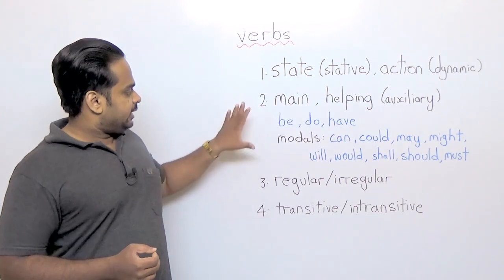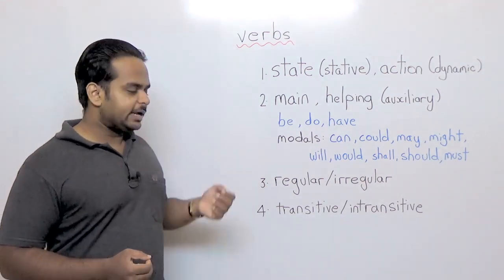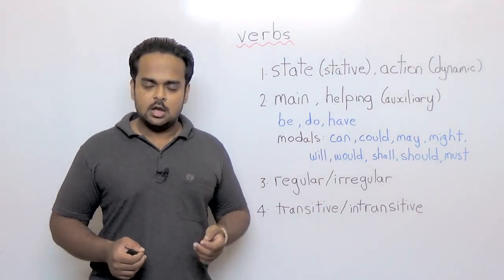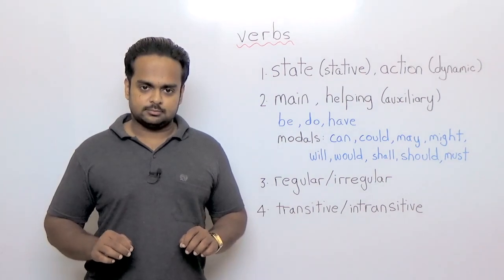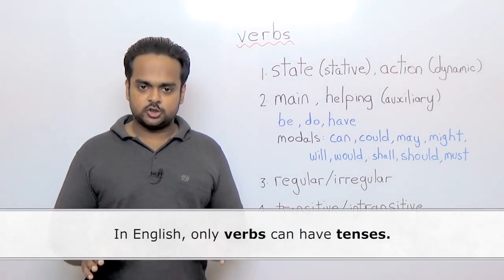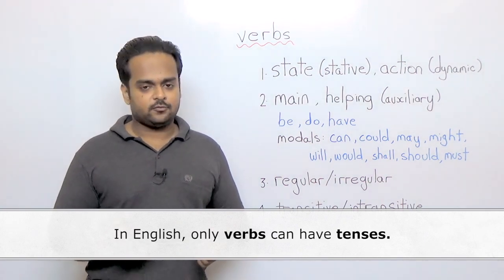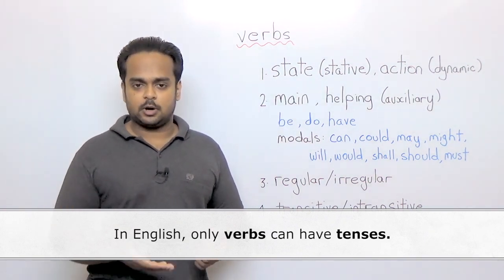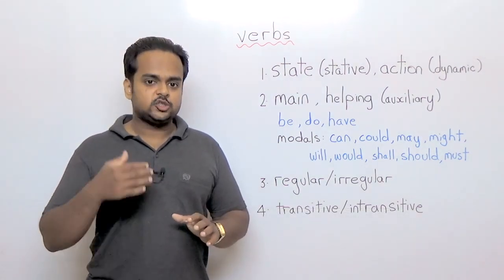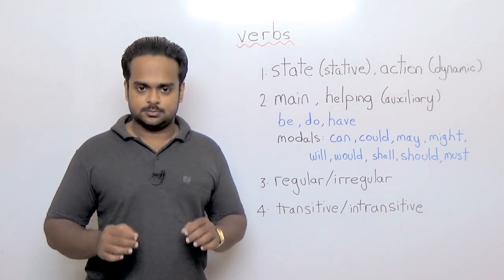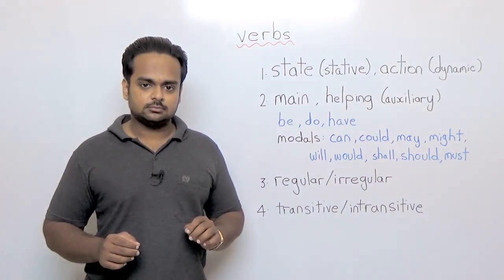All right, so that's our discussion of main and helping verbs. Let's now move on and talk about regular and irregular verbs. To understand these, you need to know a little bit of background information. And that is that in English, only verbs can have tenses. Of course, you know about past tense, present tense, and future tense. But to make tenses, we change the forms of verbs. Do you know how many forms of verbs there are in English?